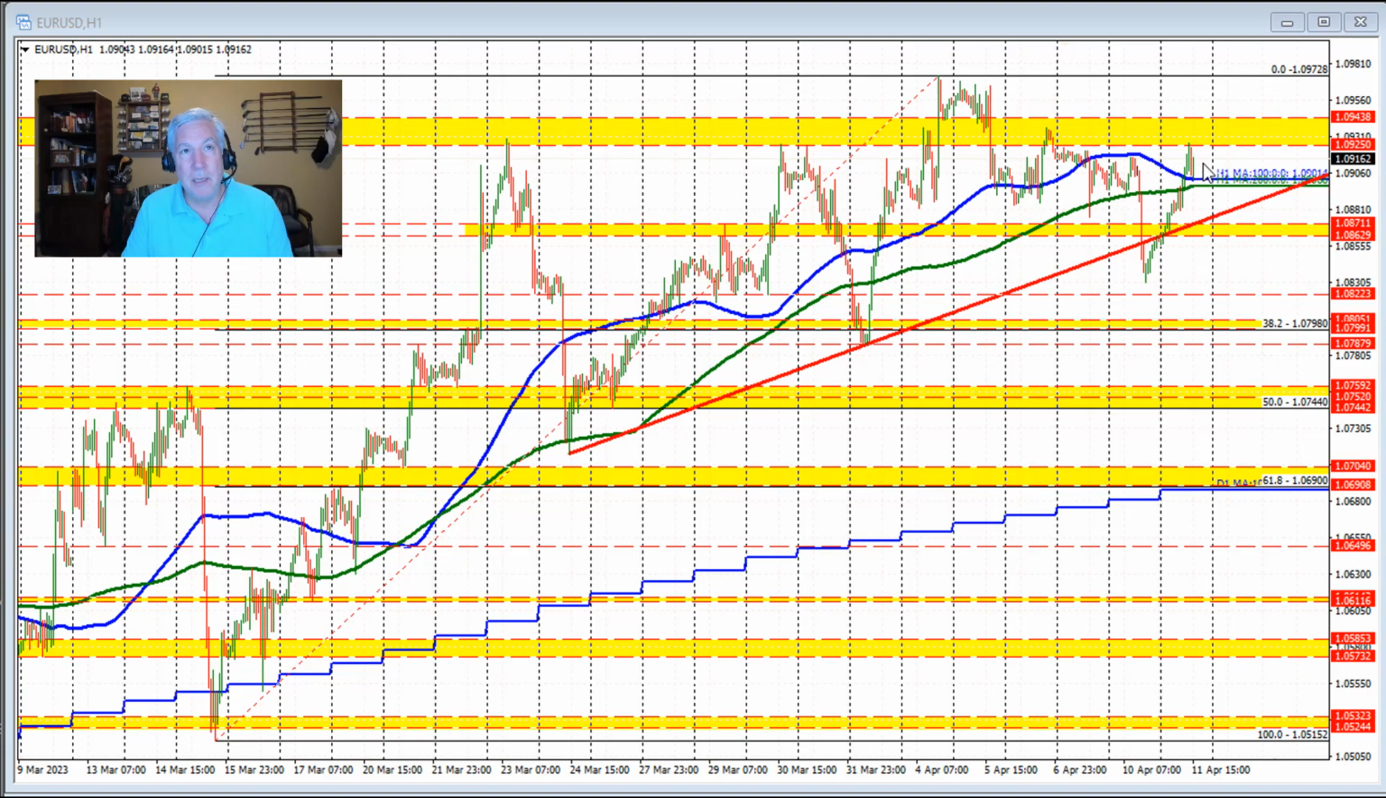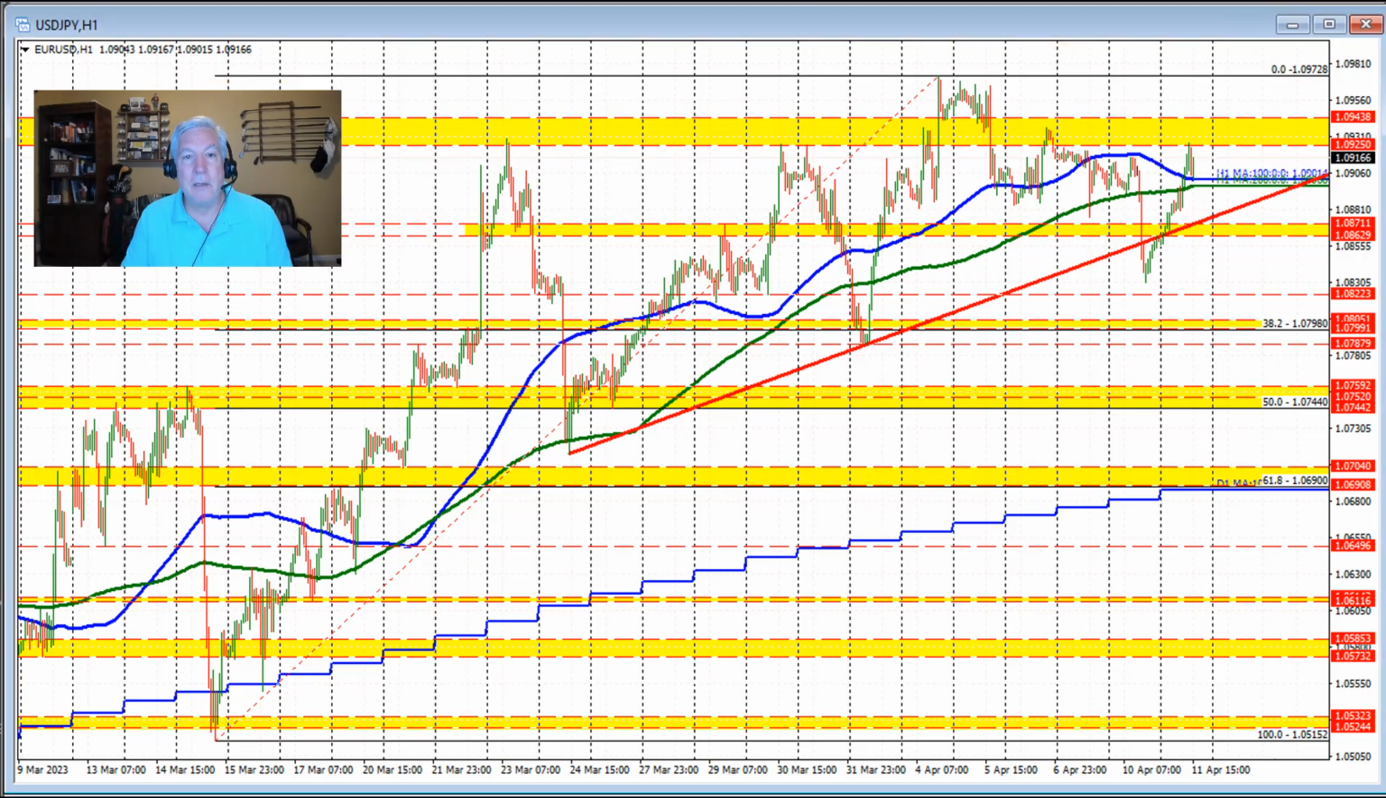The buyers seem to be coming in a little bit against those moving averages. As you can see, we're trading at 109.16, so trading away from those 100 and 200 hour moving averages. We'll see if the momentum can continue in trading today in that currency pair. Let's take a look at the dollar versus yen next.